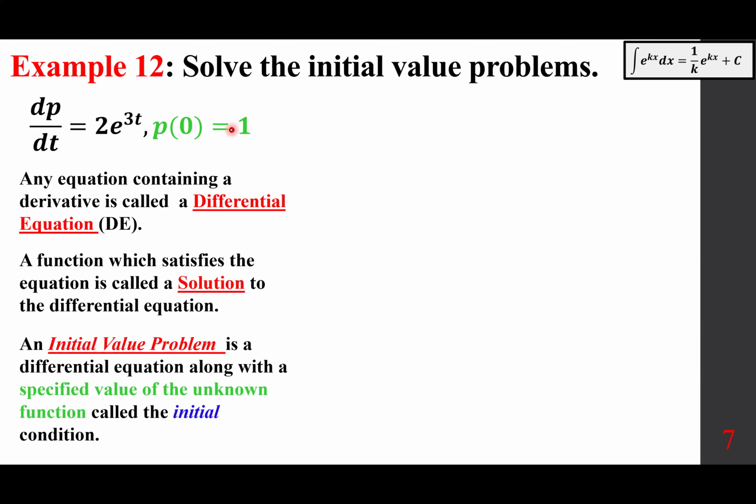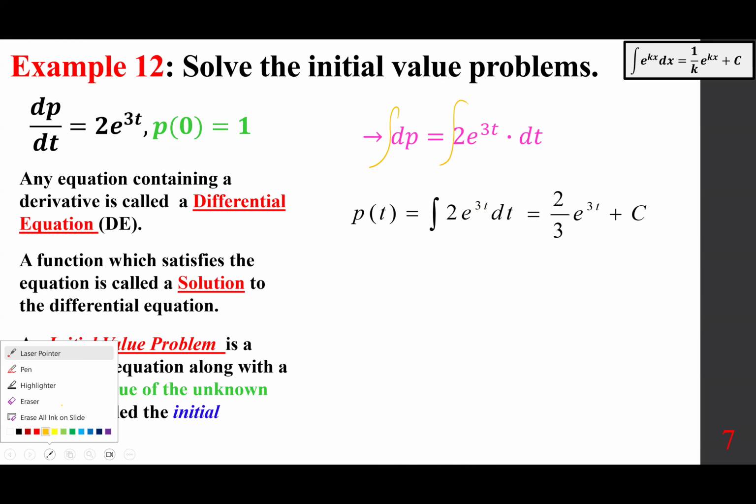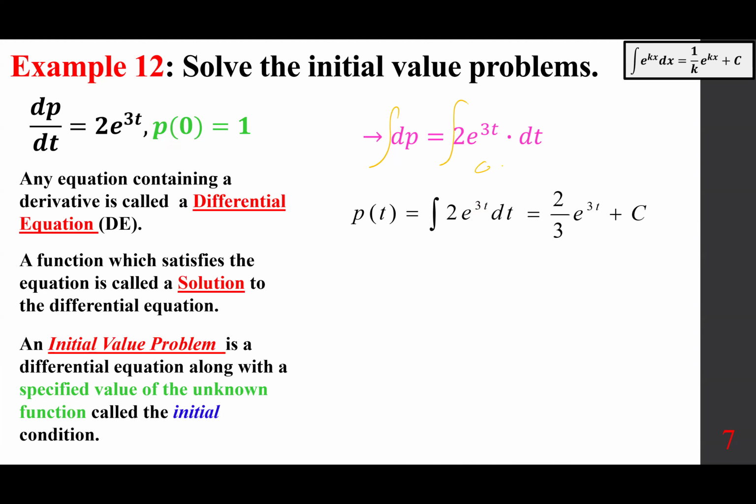So in other words, first ignore that and you get the general solution. And let's do that. So for now, we're going to ignore that. That means dP is the right side times dt. And if I integrate the left side, I get P of t. And I'm going to work on the right side because it's an exponential. The derivative and the integral are the same. But in this case, we're going to divide by 3. So we get 2/3 e to the power of 3t plus c. So if we didn't have this, we would be done. And this would be called the general solution.